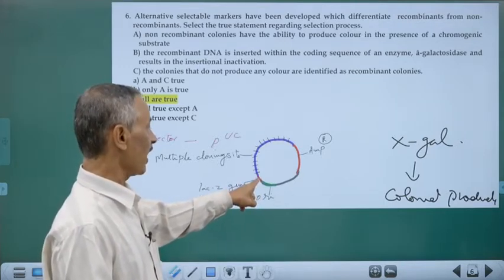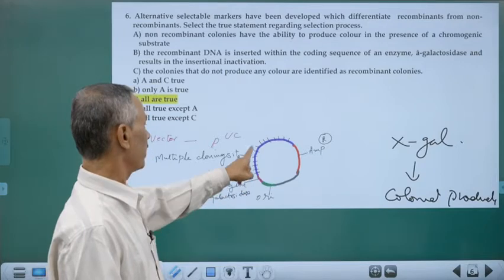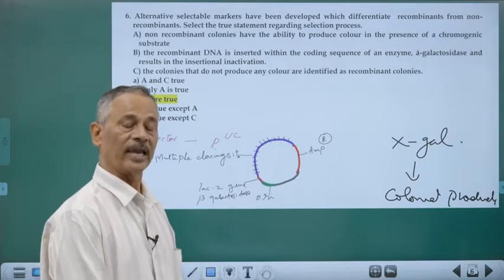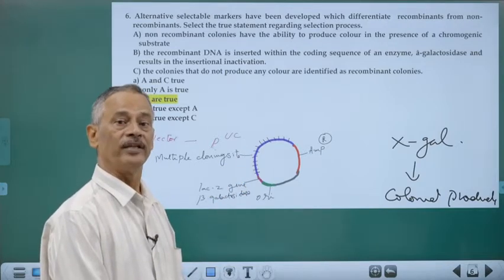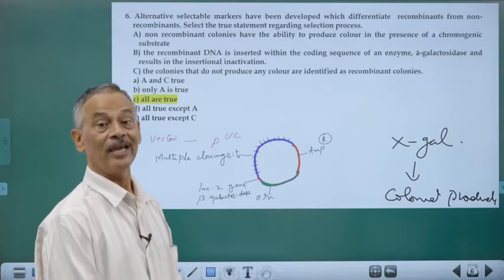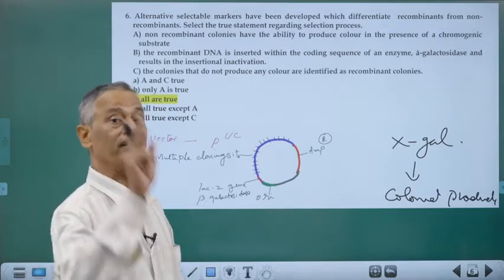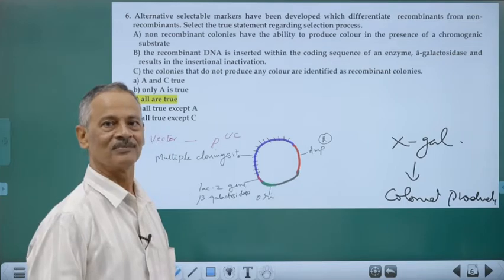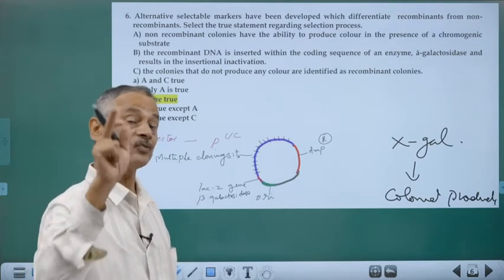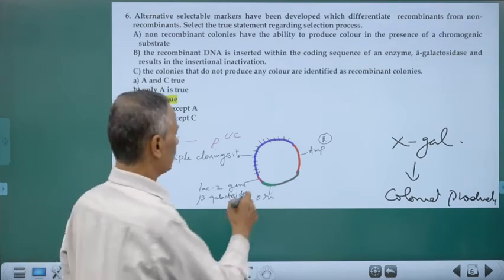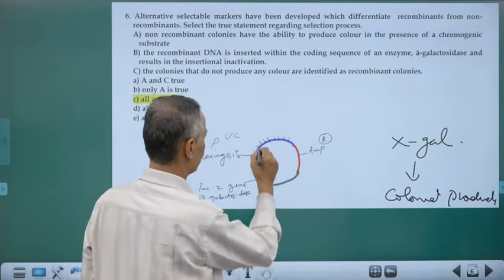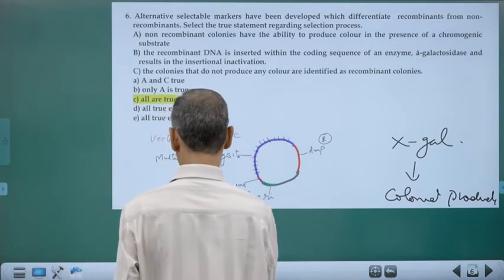When this gene is active, it is not cut by a cutting enzyme, and no foreign DNA is taken. It is a non-recombinant transformant. Okay, we want a recombinant transformant. That means one which is cut here, where a foreign DNA is introduced.